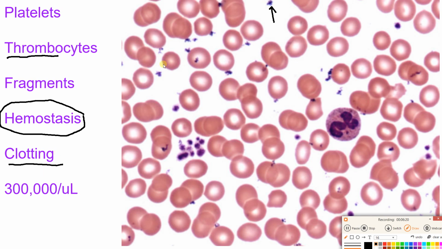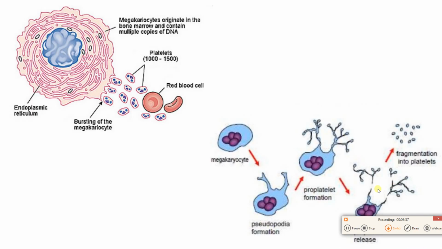Now, platelets are our second most abundant formed element. You have about 300,000 or so platelets in a microliter of blood. All right. So platelets are actually little fragments, as we said.